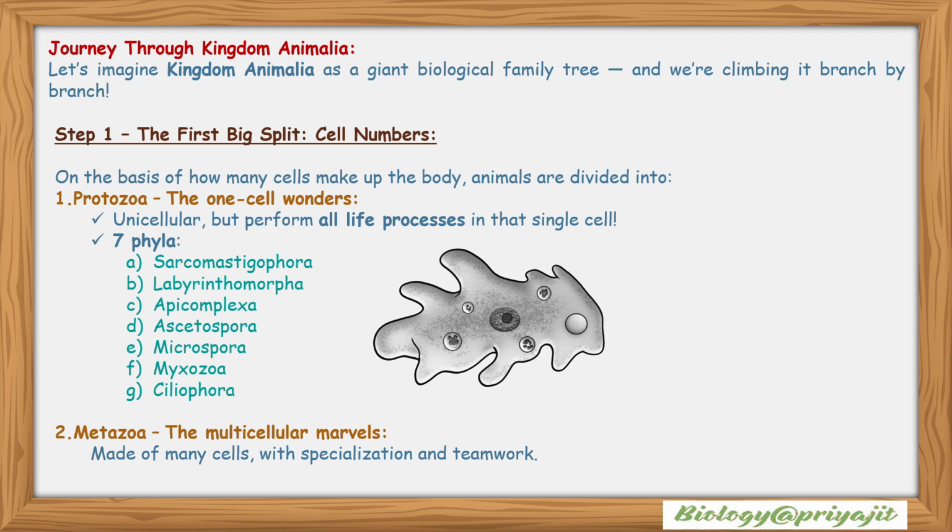Under the Protozoa, there are seven phyla, seven groups of organisms: one Sarcomastigophora, two Labyrinthomyxa, three Apicomplexa, four Acetospora, five Microspora, six Myxozoa, and seven Ciliophora. This is the diagram of amoeba, which belongs to phylum Sarcomastigophora, and this is a typical example of the group Protozoa. Now we should study about Metazoa, the multicellular marvels made up of many cells with specialization and teamwork.